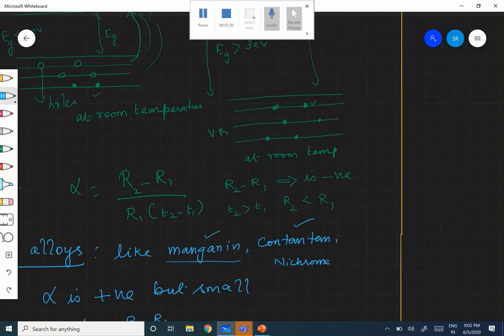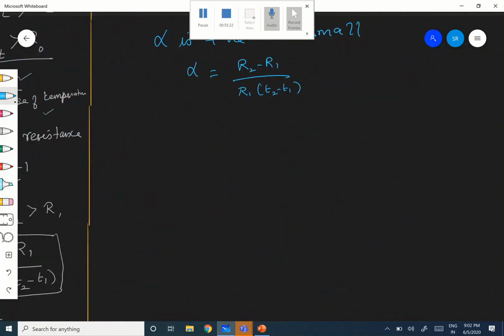Now we are going to see the temperature coefficient of resistivity. We have seen the temperature coefficient of resistance. Let me do the same thing for resistivity. What is that? The temperature coefficient of resistivity. This is also usually alpha only.